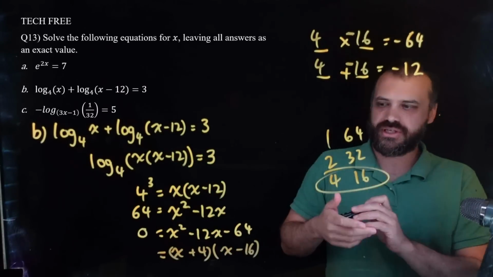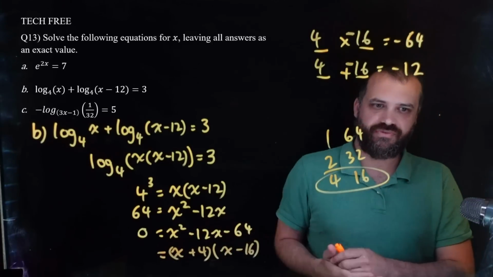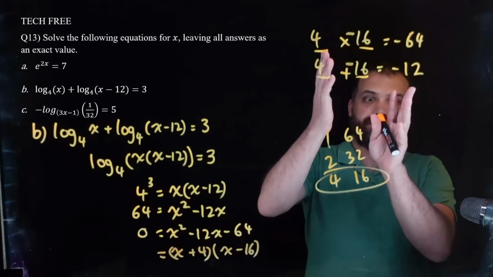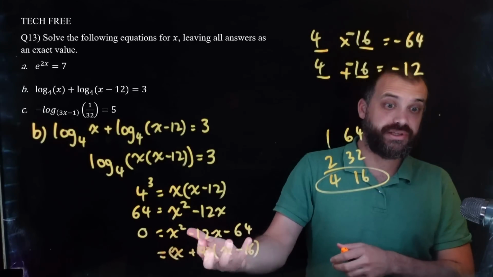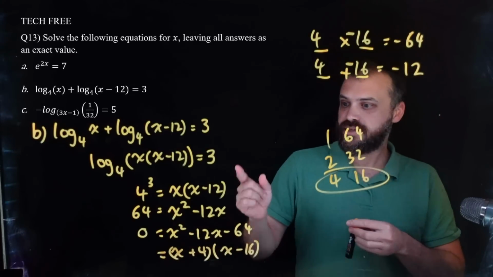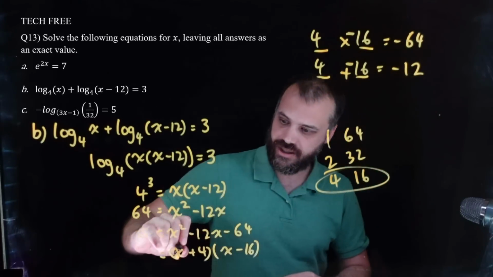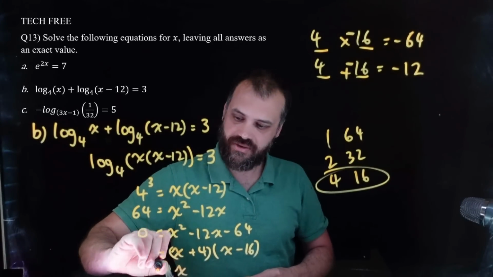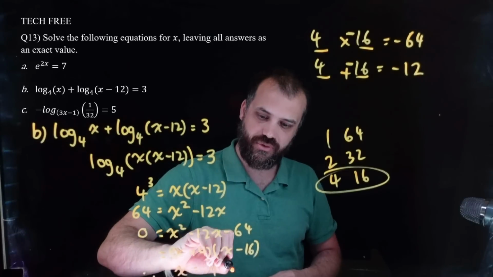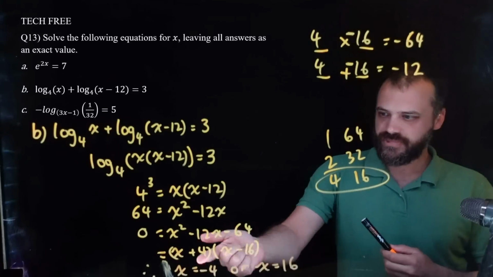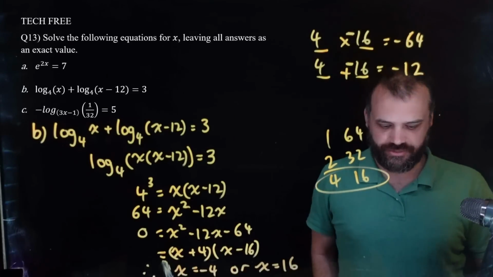The method I'm using here, there's lots of different methods for doing this factorization. In the comments, tell me what method you use. If this didn't make any sense to you at all, you might complete the square, you might use the quadratic formula. In any case, the answers I have are, therefore, x equals negative 4 or x equals 16. That null factor law came up again from the previous question.